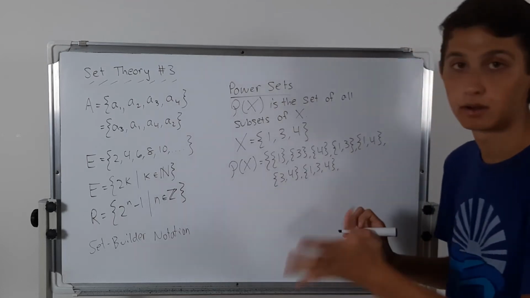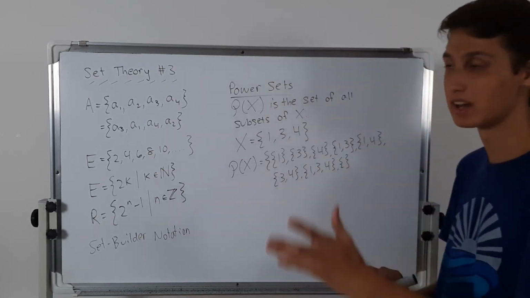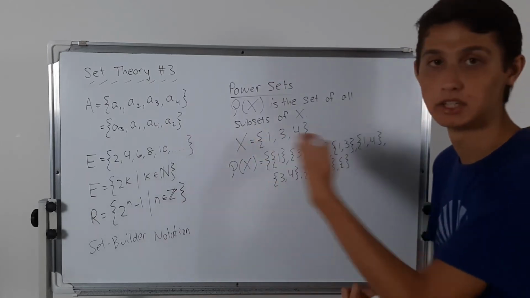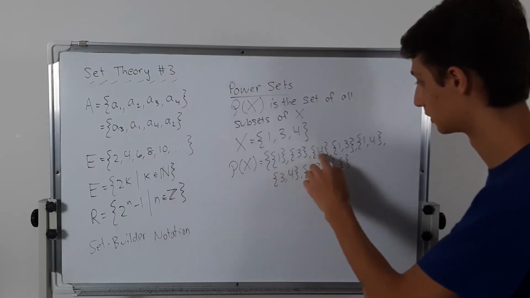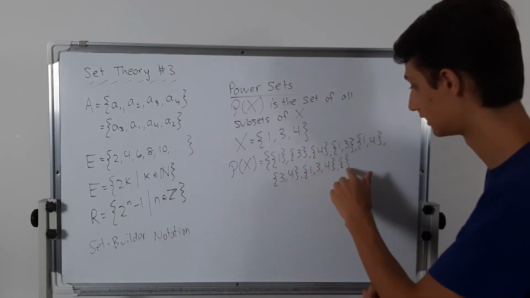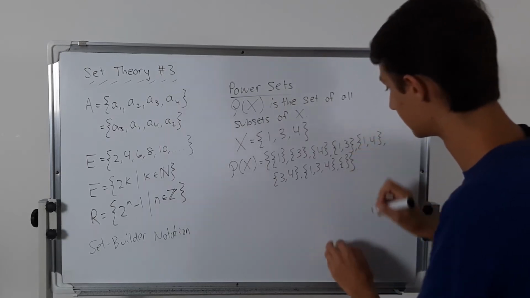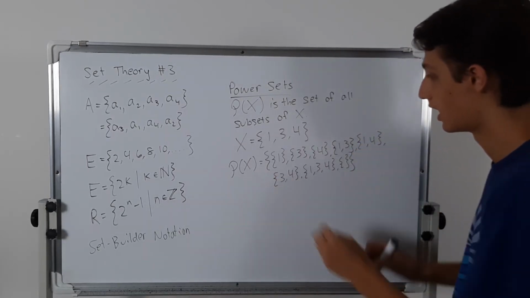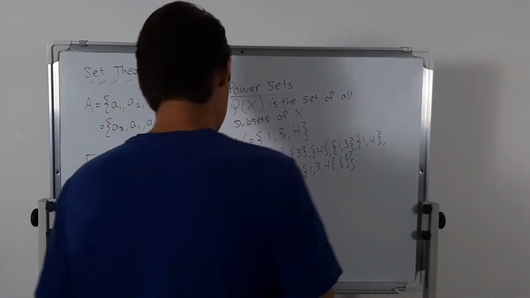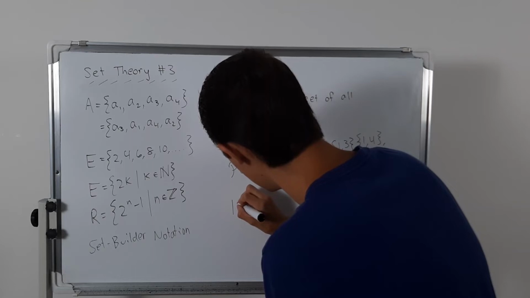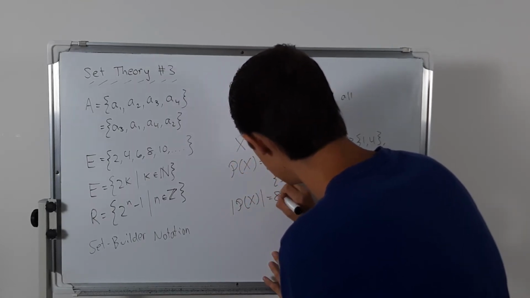And here's one that's often forgotten. It is the empty set, the set containing nothing. That is one of the subsets of X. So it's 1, 2, 3, 4, 5, 6, 7, 8. Yeah, and so we have to have that last curly brace, so these two. And so there are 8 total elements, so we can say that the size of the power set of X is equal to 8.